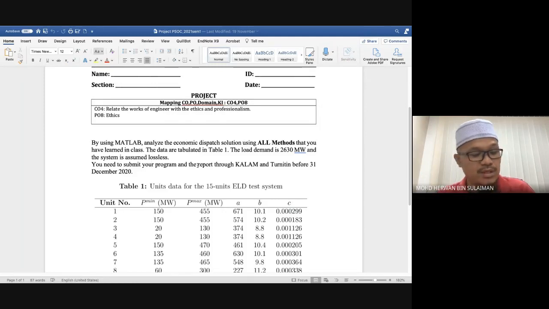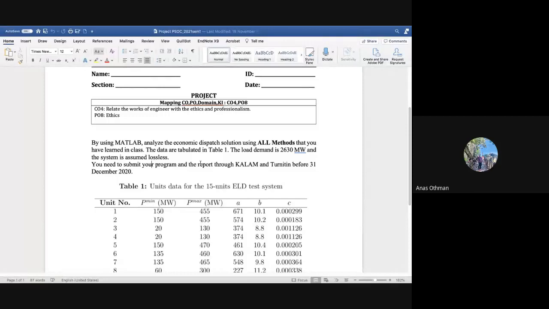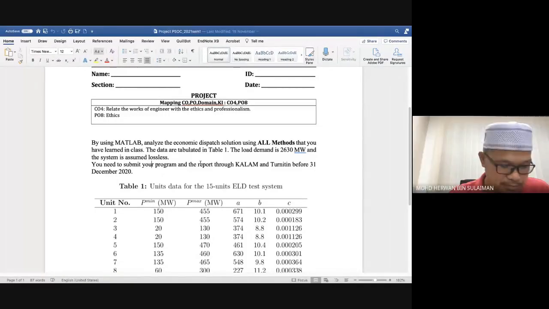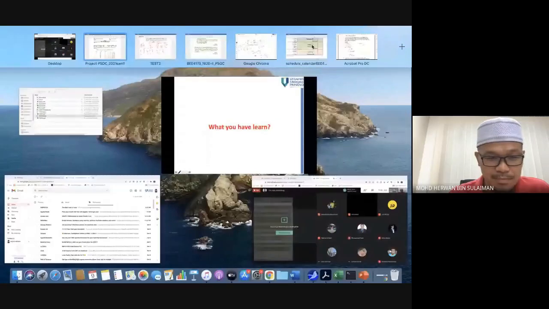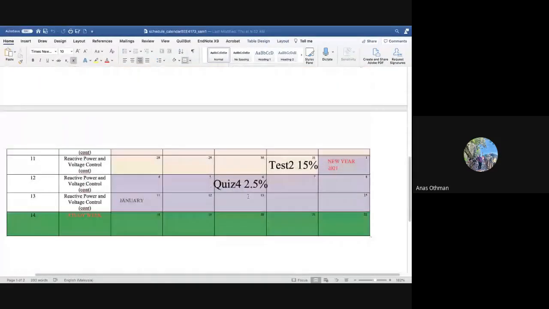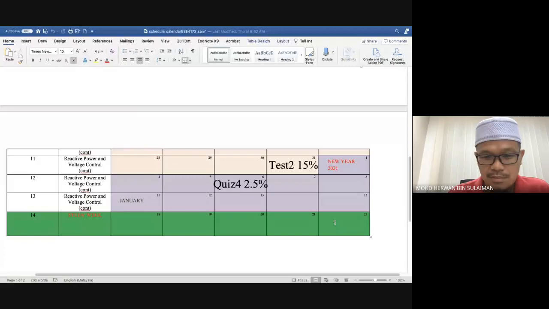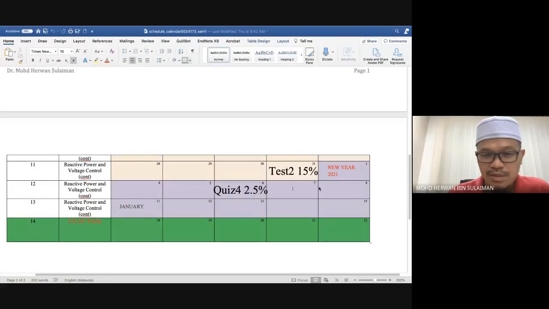You can discuss, but you need to submit your program as well as your report before 31st December. Cukup tak masa? Ada berapa minggu gini? 1, 2, 3, 4 minggu lagi? Satu nak sampai bila? Study week. Dia lama sangat ni, tak boleh. 7 lah. 7 January boleh?